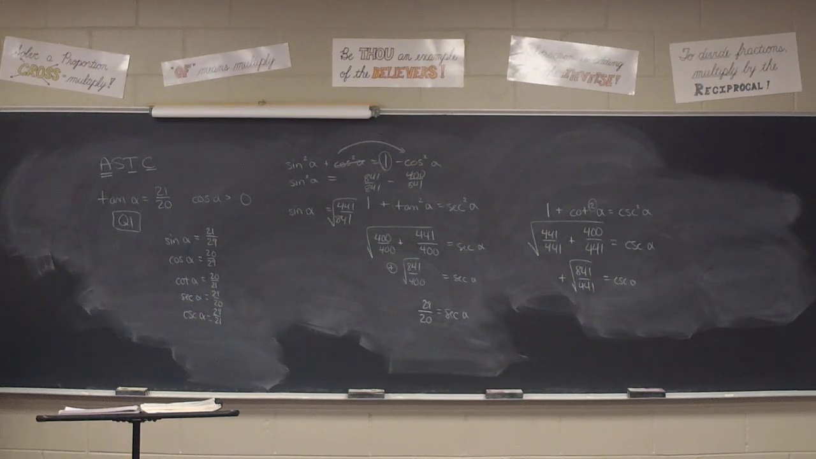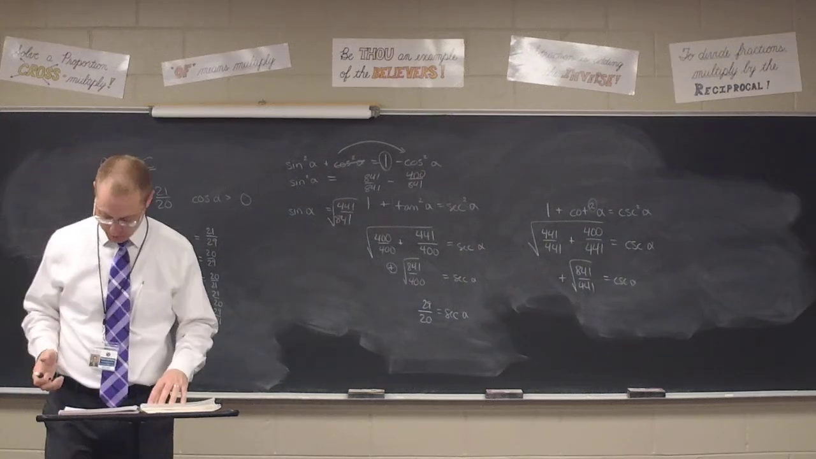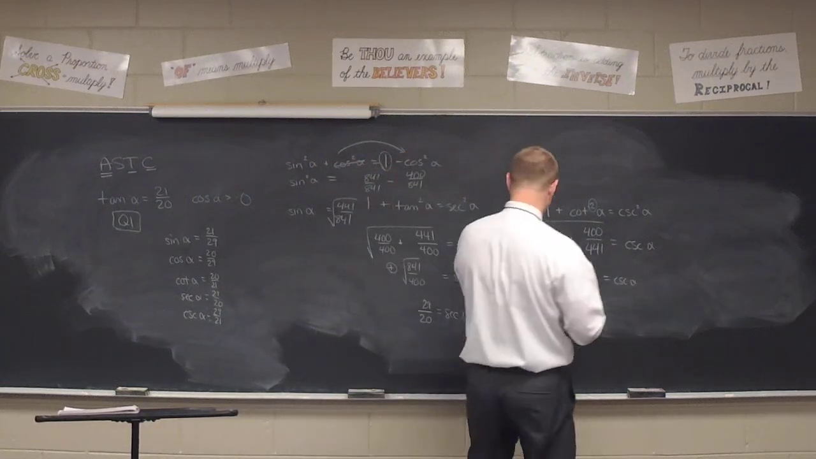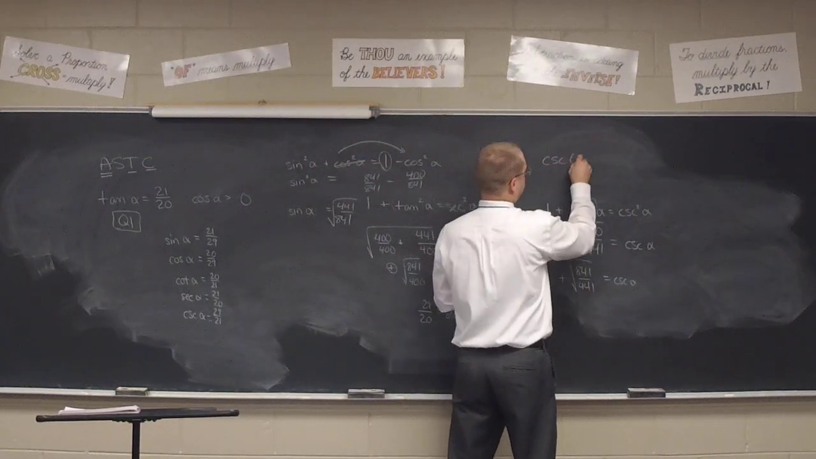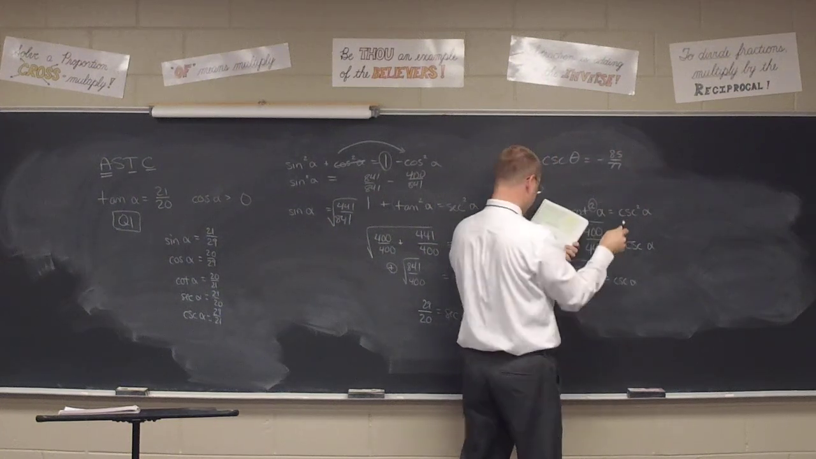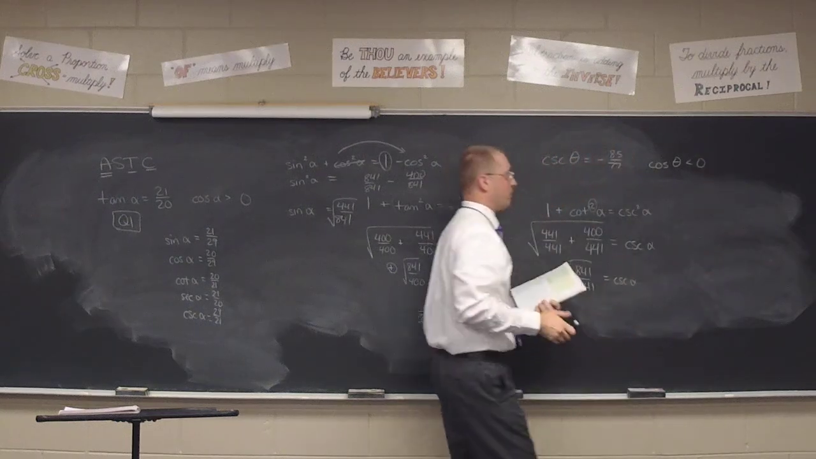Questions on this? Again, I normally would use reciprocals. Actually, I would normally do this the other way anyway. Let's take a look at number 5. Oh boy, calculator's ready. We've got the cosecant of theta is negative 85/77, and the cosine of theta is less than 0.